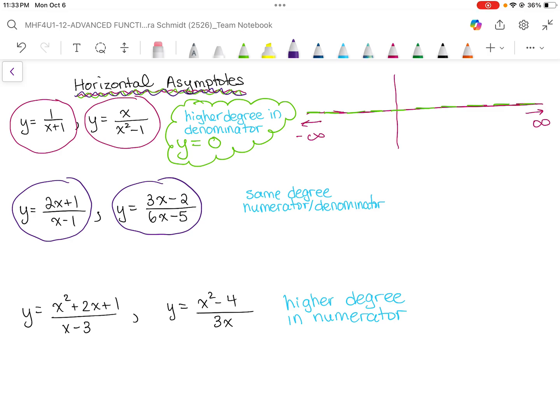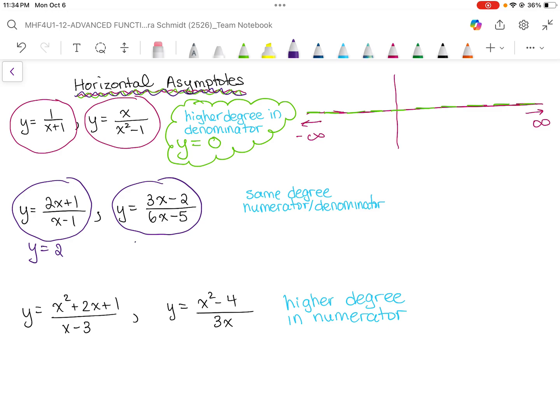So you know how I said let's sub in some really big numbers for x? So starting with the first one, let's say we subbed in 1 billion. So the numerator would become 2 billion plus 1, so 2 billion and 1, which is pretty close to just saying 2 billion. Divided by the bottom one, which would just be 1 billion minus 1, which is pretty close to 1 billion. So if you had 2 billion divided by 1 billion, you'd have 2. So we can say for this question, the horizontal asymptote is going to be 2.